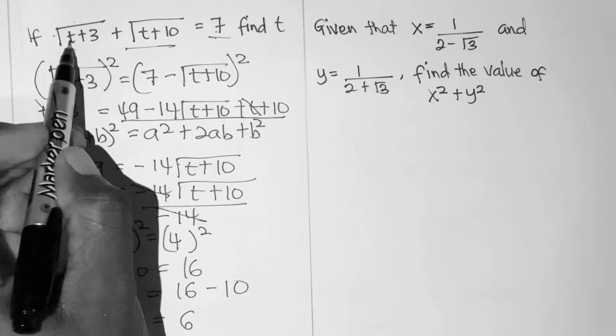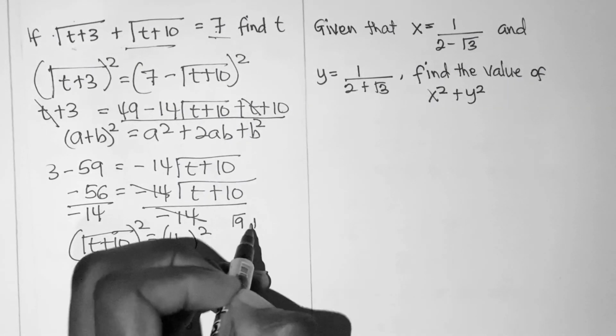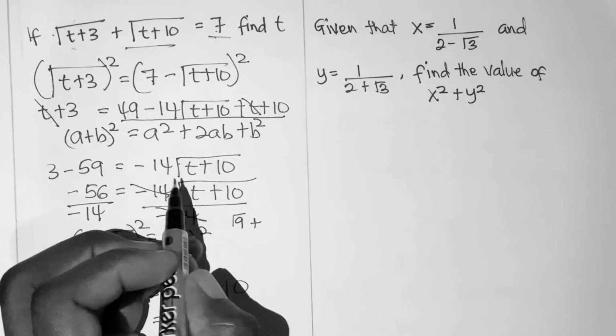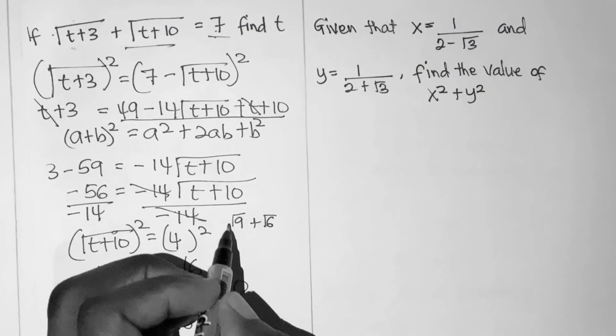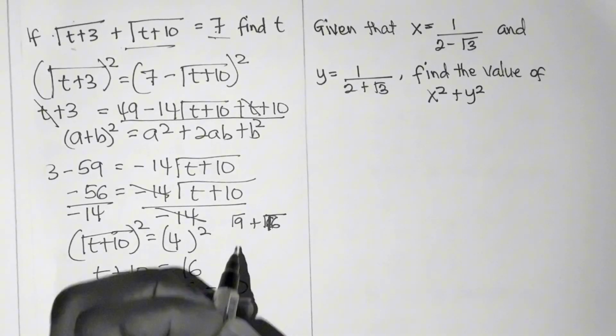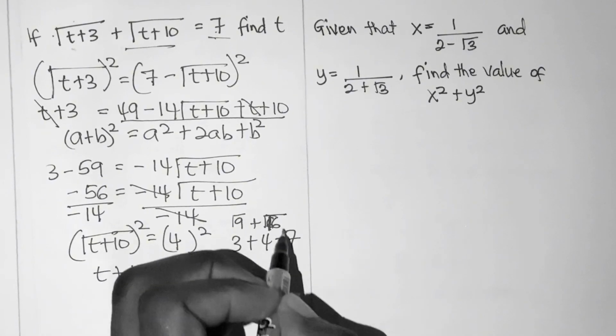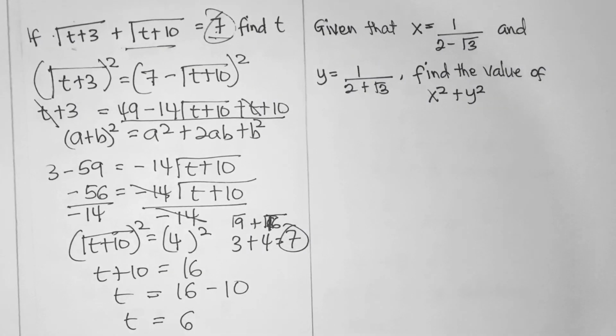If we put 6 here, 6 plus 3 is 9. We have the square root of 9. And then 6 plus 10 is 16, the square root of 16. So the square root of 9 is 3, plus the square root of 16, which is 4. 4 plus 3 is equal to 7, and that is exactly what we got here. So our solution is correct.